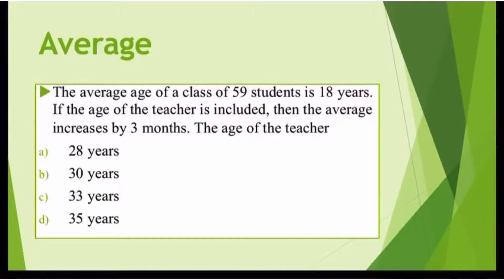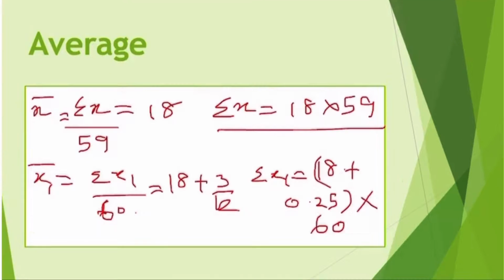First question, the average age of a class of 59 students is 18 years. Now the teacher's age is included, then the average increases by 3 months. Now we have to find the age of the teacher. Okay, we will see this. First, the average age of 59 students. This is the average for 59 students.